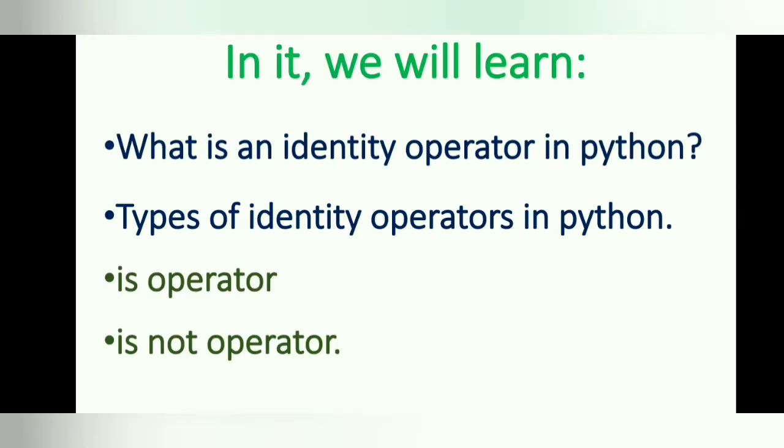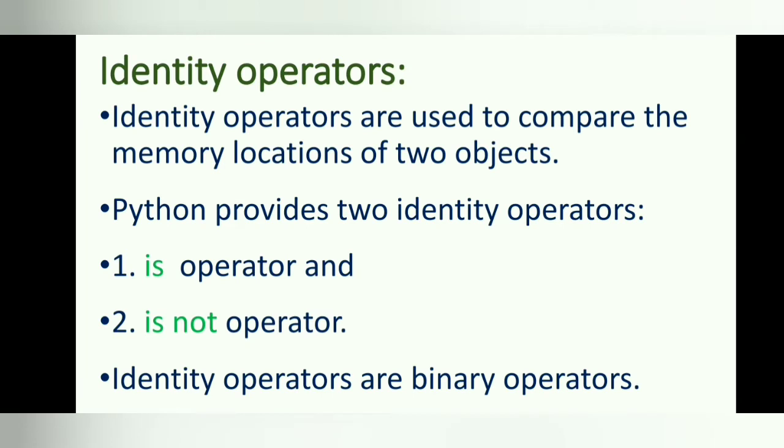In this Python tutorial, we will learn what an identity operator in Python is, and the types of identity operators in Python: the is operator and the is not operator. Identity operators are used to compare the memory locations of two objects. Python provides two identity operators, the is operator and the is not operator. Identity operators are binary operators.